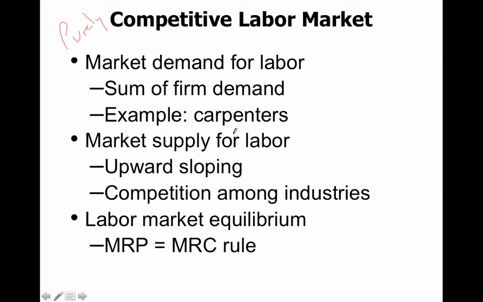There's also a market supply of labor, which is upward sloping. We have competition among industries, which is part of the reason for this, but that makes it complicated and difficult sometimes to figure things out. We're still going to hire where MRP equals MRC, okay? So this right here becomes the most important. We're still going to hire where MRP equals MRC. As long as hiring another person makes us more money, MRP, than it costs us, MRC, then we're in good shape to continue hiring.